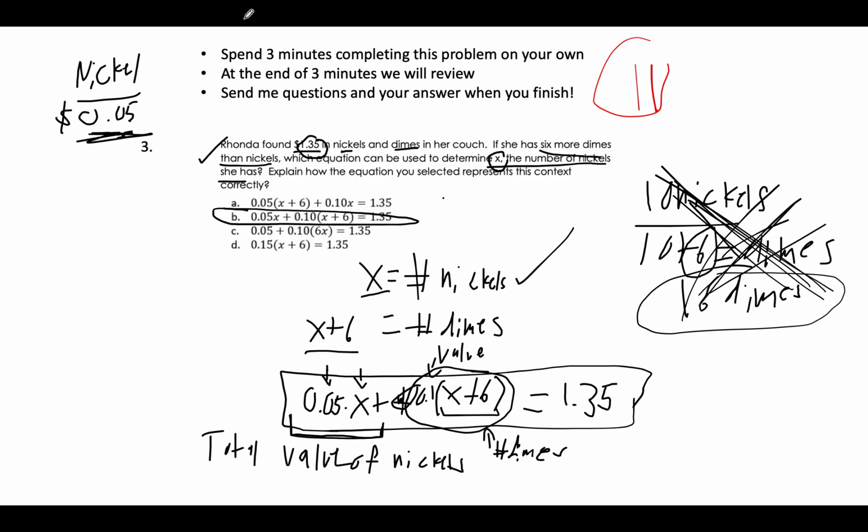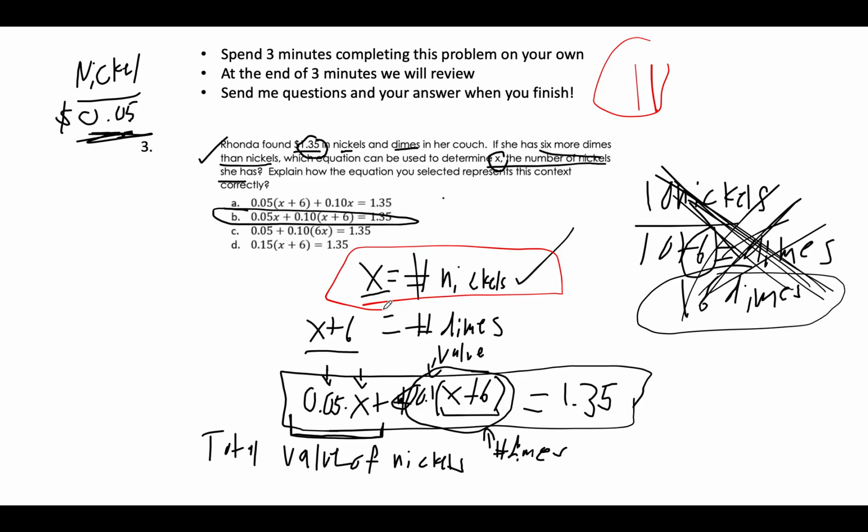Alrighty, I'm hoping you finished and have answered the question already. Let's go over it. It says Rhonda found $1.35 in nickels and dimes in her couch. She has 6 more dimes than nickels. Which equation will we use to determine x, the number of nickels? That's going to be x, the number of nickels right here.